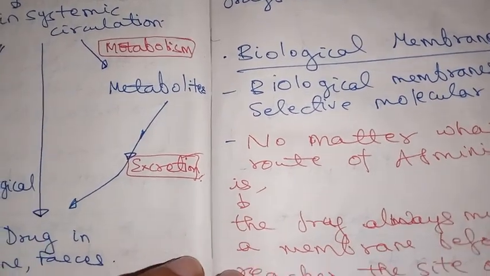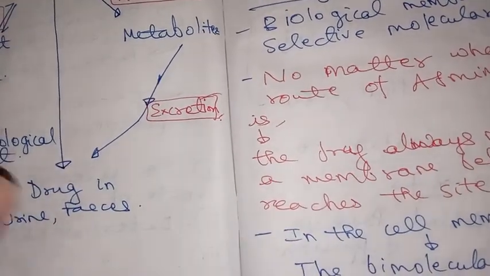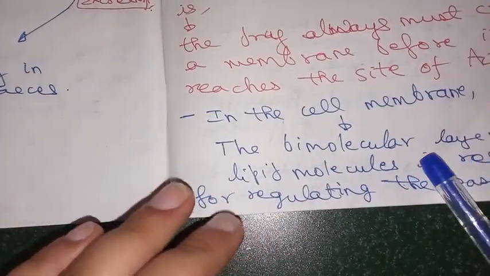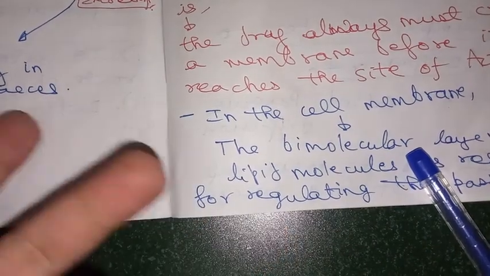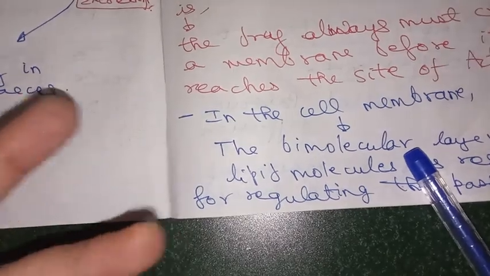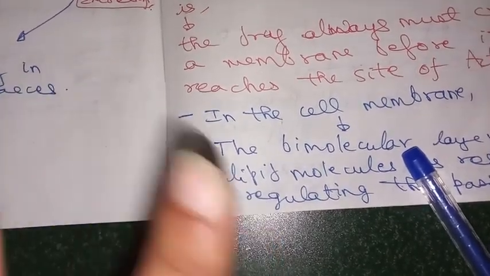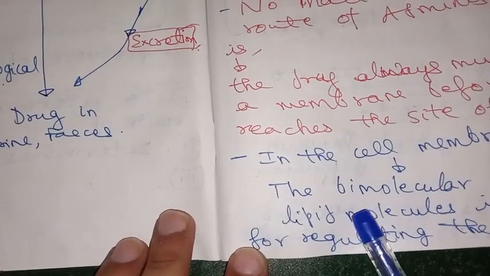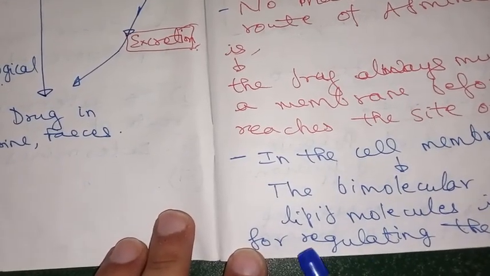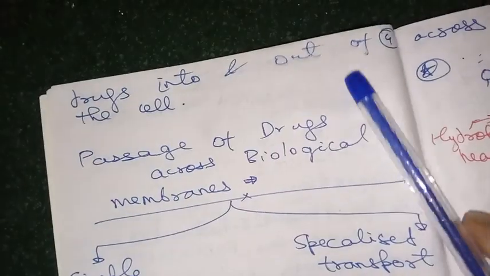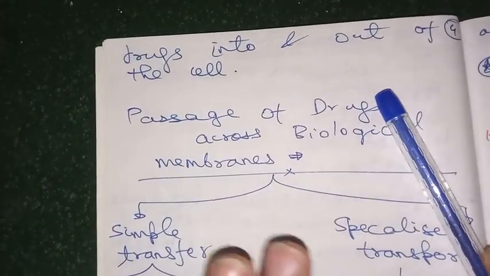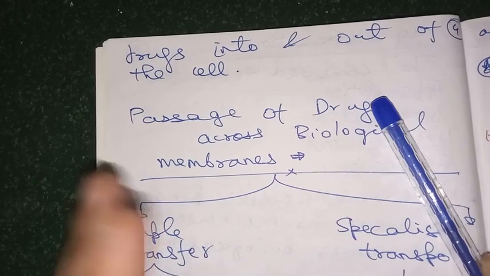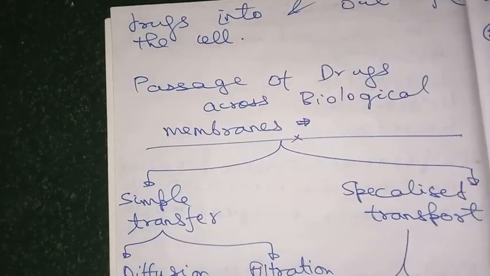Now, as we know, the cell membrane, or biological membrane, is made up of 2 major components. There are various components, but the 2 major components are lipid bilayer and proteins, which can be integral or peripheral. This point basically means that the bimolecular layer of lipid molecules is responsible for regulating the passage of drugs into and out of the cell. So out of the 2 major components, proteins and lipids, lipid is the actual component responsible for moving the drugs into and out of the cell. So this is one thing.